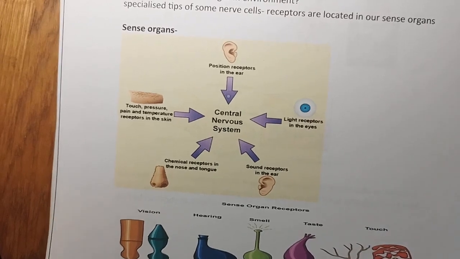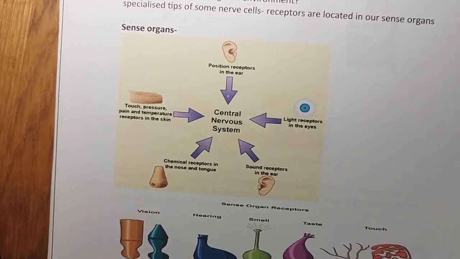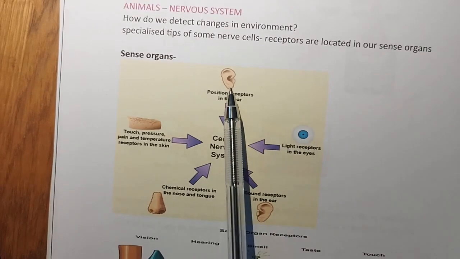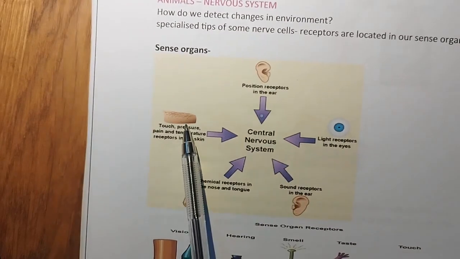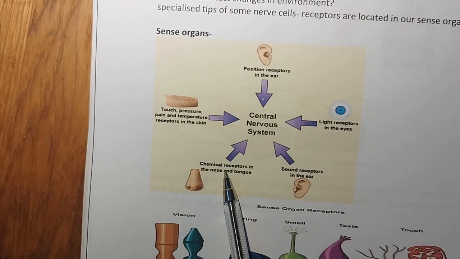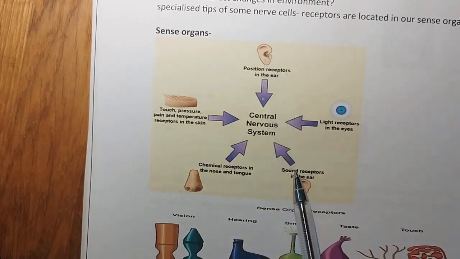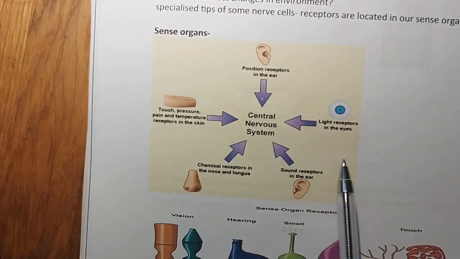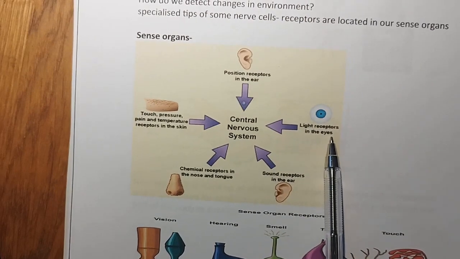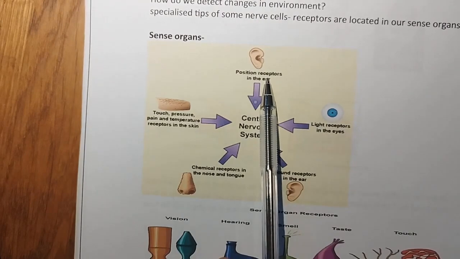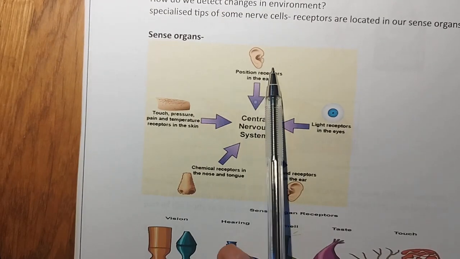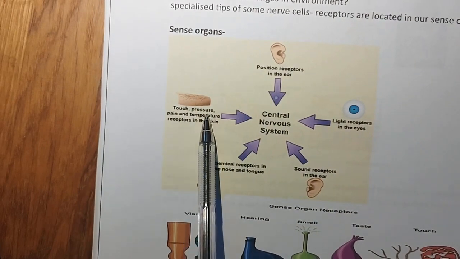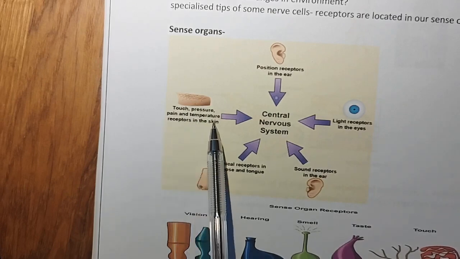So what are the sense organs? We have these sense organs that detect environmental change: ear, skin, nose. There are 2 receptors in the ear, the sound receptor and the position receptor. And we have light receptors in the eye. We have skin receptors that can be touch, pressure, pain and temperature receptors in the skin.